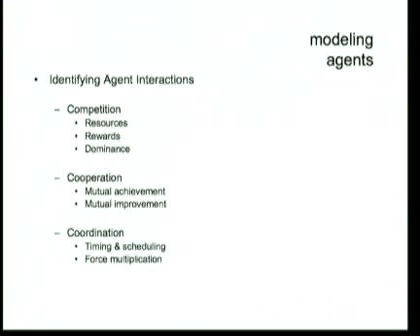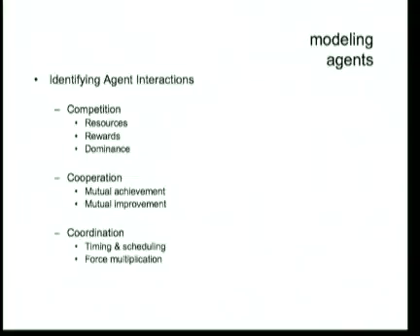So competition is typical. Another modality is cooperation, where agents encounter one another or have policies or interactions that produce mutual achievement or mutual improvement in their condition. In some sense, the states of the agents are preferred states, and they're achieved through the activities of multiple agents.